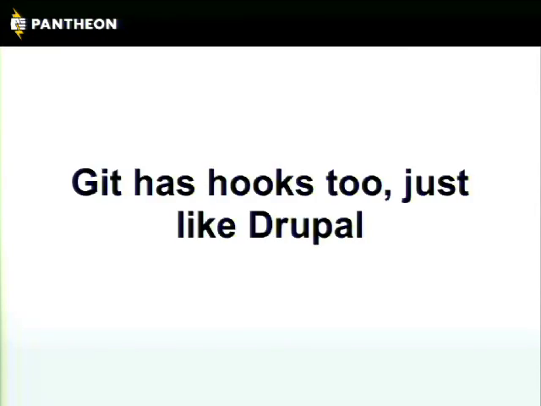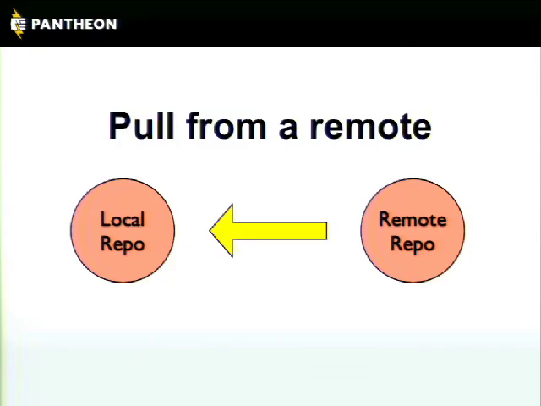It works on a hook system, which is a lot like Drupal's hook system. There are actions that happen in the process of a Git transaction that then allow you to do other things. So you can pull from a remote really easily. Git has this beautifully distributed version control system that allows you to seamlessly pull from multiple different upstream locations and merge things together.